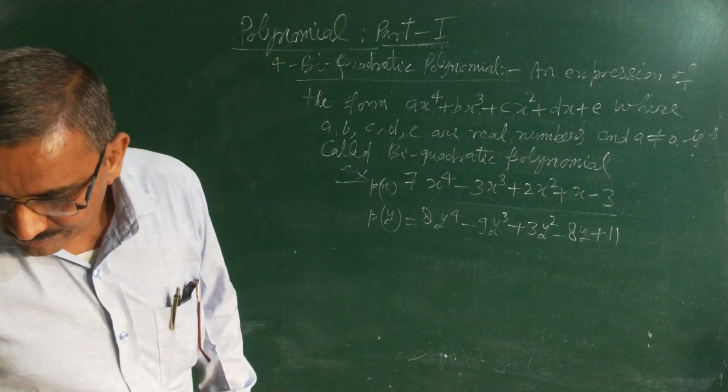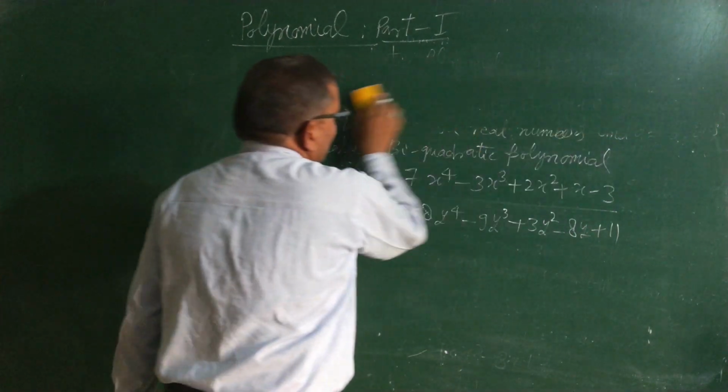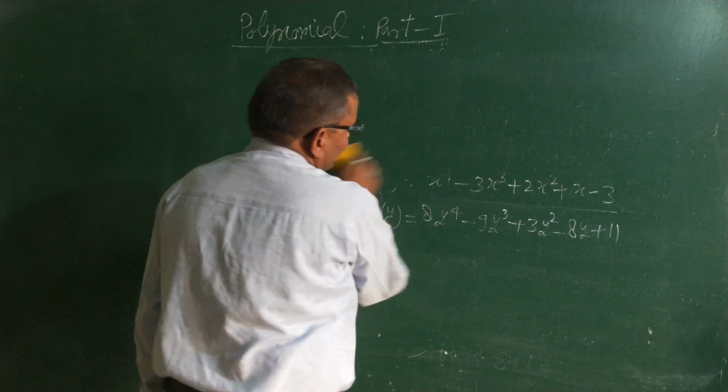Now the next thing is zeros of the polynomial.